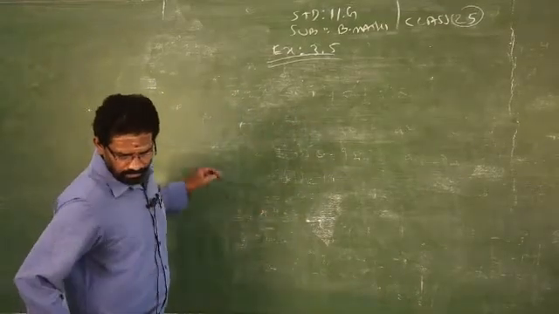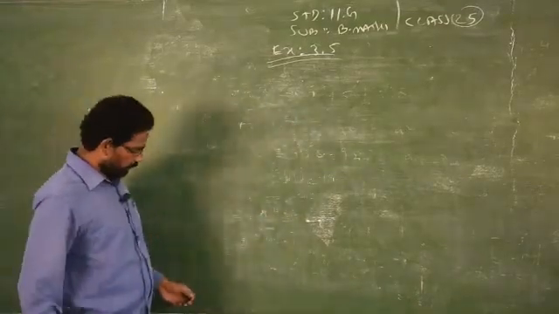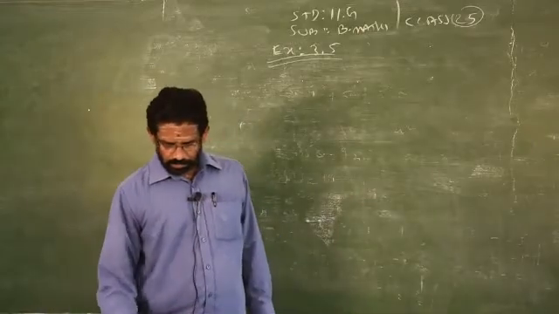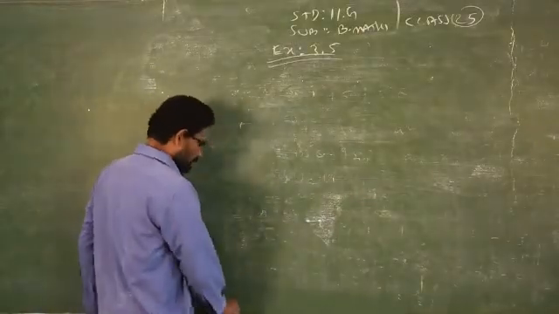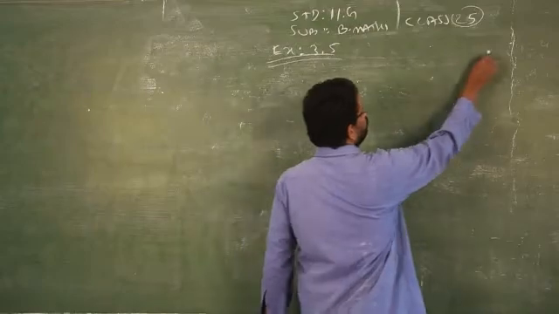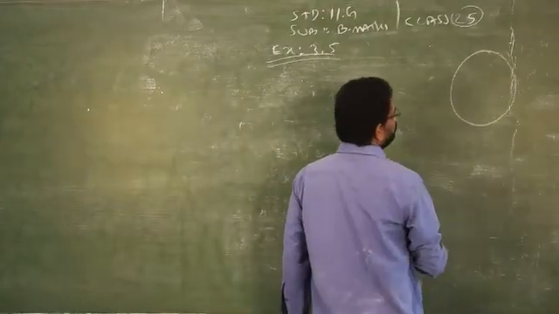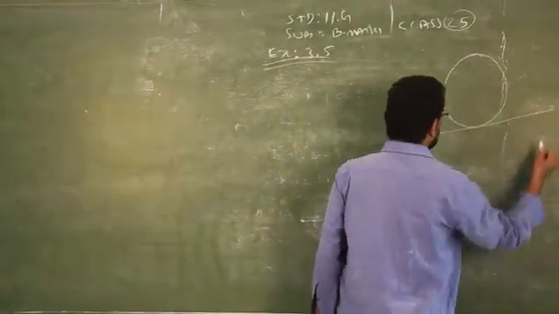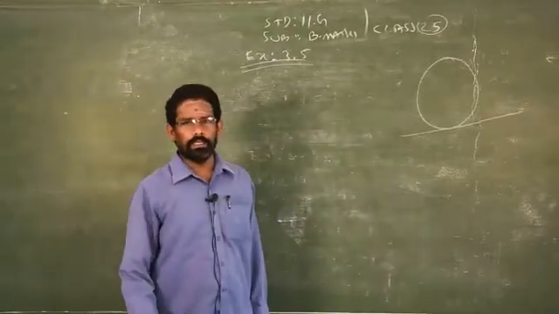Now we will continue the exercise number 3.5. 3.5 is just like find the equation of the tangent of the circle. So this is a circle. Tangent. This you studied already in the 10th standard in practical geometry.